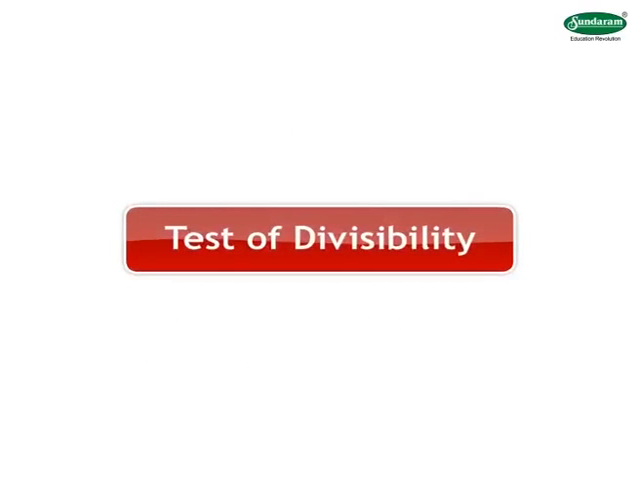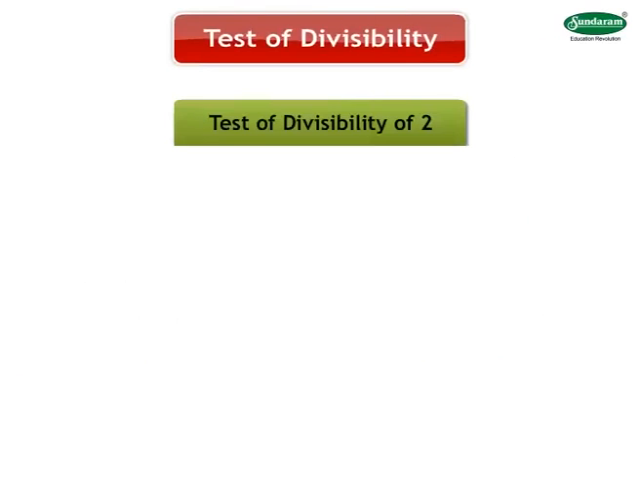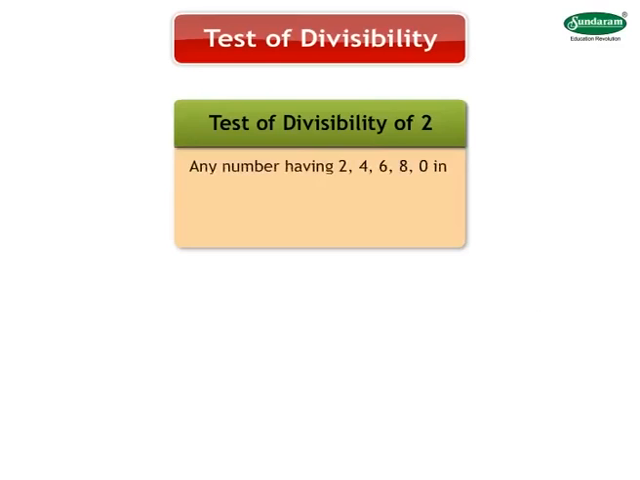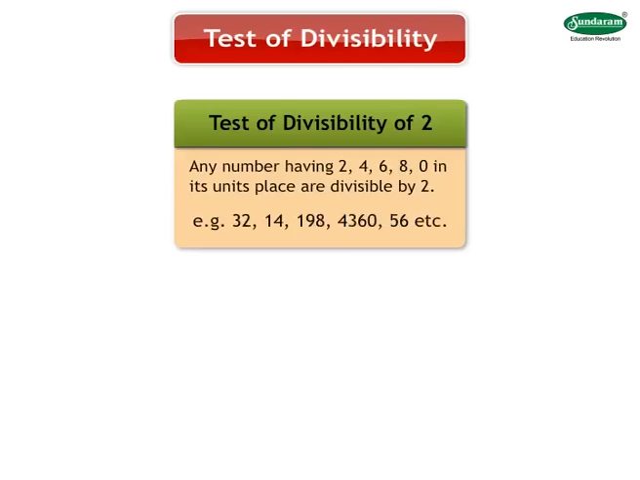Students, let us recall the test of divisibility. Test of divisibility of 2. Any number having 2, 4, 6, 8, 0 in its units place are divisible by 2. Example: 32, 14, 198, 4360, 56, etc.